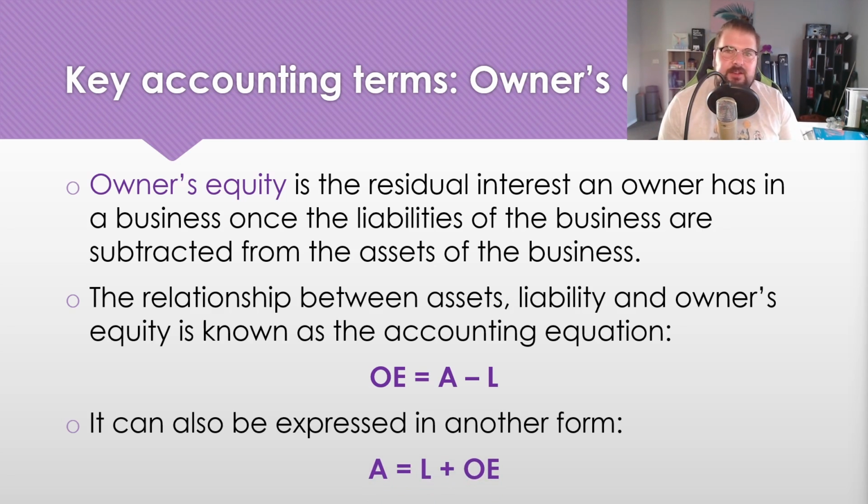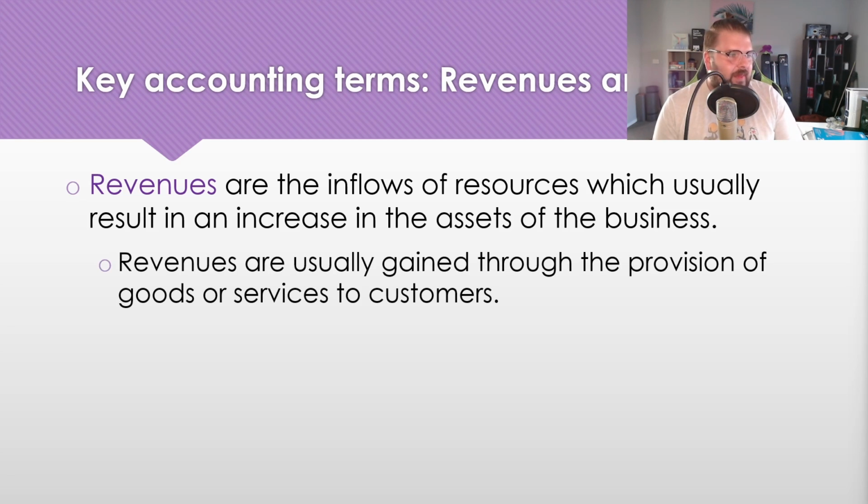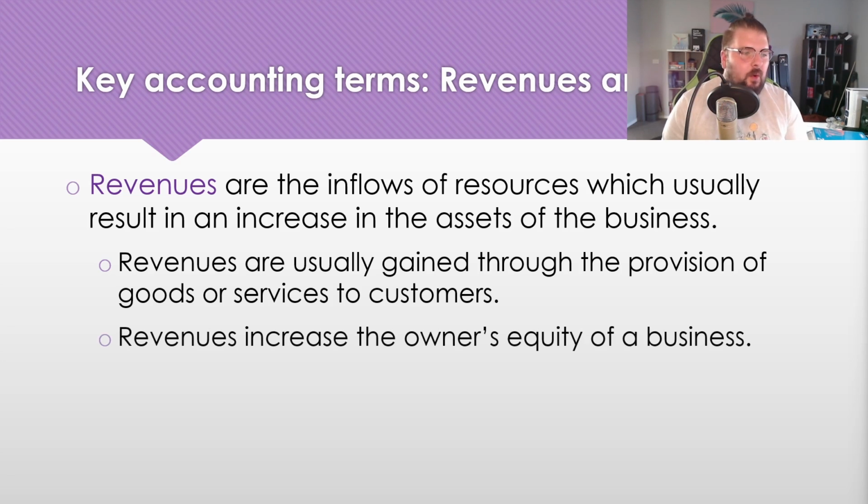So, as I said, you can show it like that. Now, the last two accounting elements that we're looking at are revenue and expenses. Revenues are inflows of resources that usually result in the increase of assets of a business. Sometimes it can result in a reduction of a liability. Now, they have to be gained through the provision of goods and services to a customer, or usually are gained through that. And they always have to increase the owner's equity of a business.